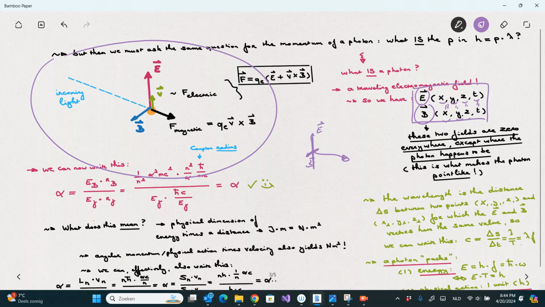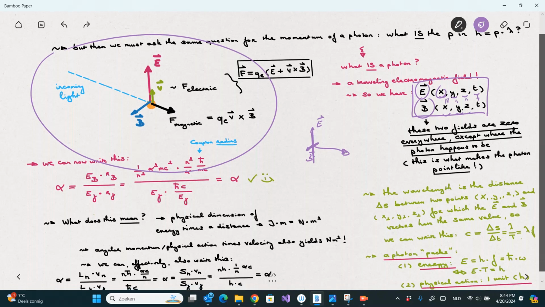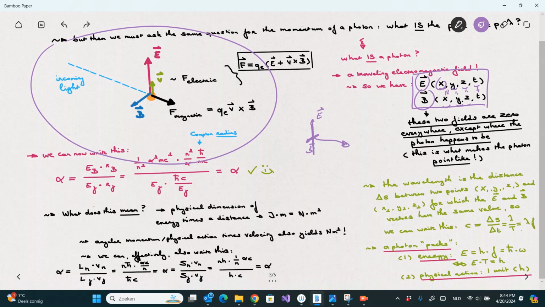Now these two fields are zero everywhere, except where the photon happens to be at point t in time. So it's point-like, and what's the wavelength then? Well, that's the distance between two points, x1, y1, z1 and x2, y2, z2, for which the E and the B vectors have the same value. I will refer you to my manuscripts for visualizations, but that's basically it.